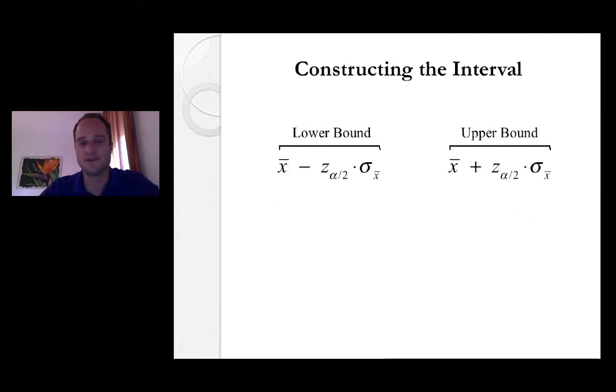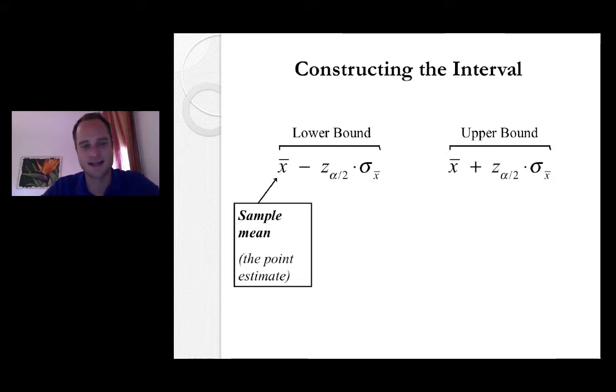So, constructing the interval. Here's the construction of the interval, the upper and lower bound. I have both of them up here, though you only need to put one, they're symmetric. You can see that x bar is on the left-hand side of both equations, and then you have this z with this subscript alpha divided by 2, which I'll talk about in a moment, times, hopefully you recognize this, sigma sub x bar, the standard error. That's the standard deviation of the sampling distribution for the mean.